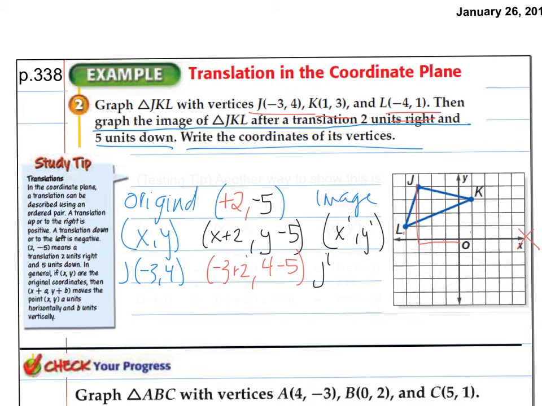So that means my J prime, I'm going to have negative 3 plus 2, which is negative 1. 4 minus 5, which is negative 1. So I'm at negative 1, negative 1 for J prime. My K value was 1, 3. Translating my x value, notice my x value stays in, and I'm changing it by 2. My y value is 3, and I'm going down 5 for my new coordinates of 3, negative 2.